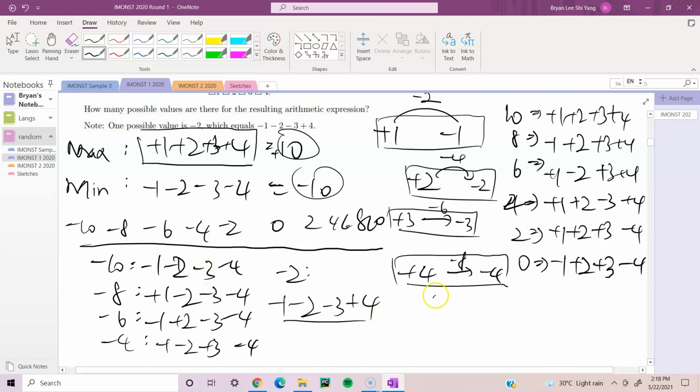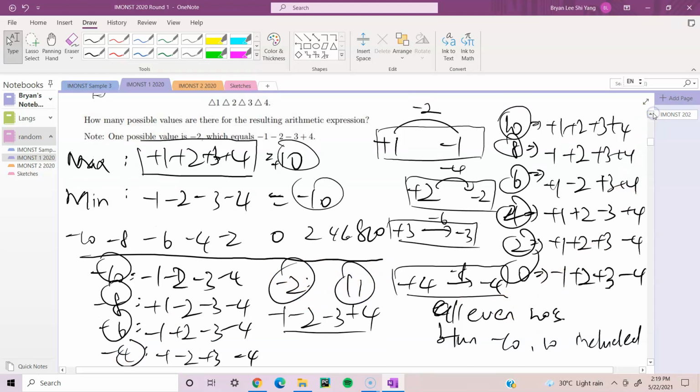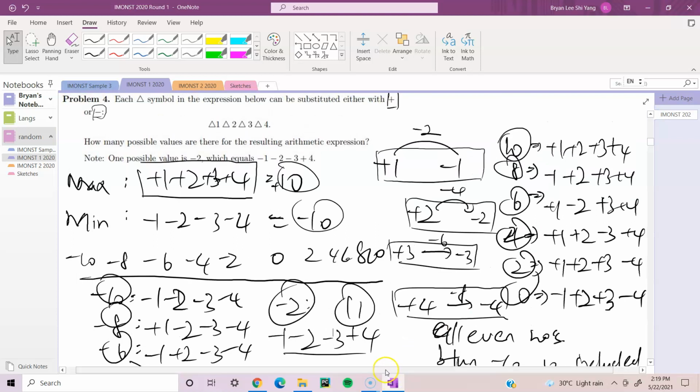As you can see, all of these are even numbers. So all even numbers between negative 10 and 10 included. So how many of them? Let's just count. So 1, 2, 3, 4, 5, 6, 7, 8, 9, 10, 11. So there are 11 of them, and 11 would be the answer to this question, which is problem 4.